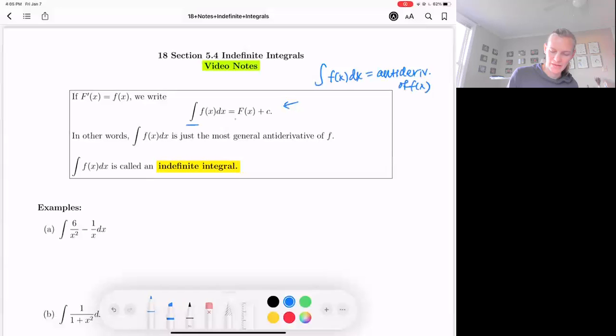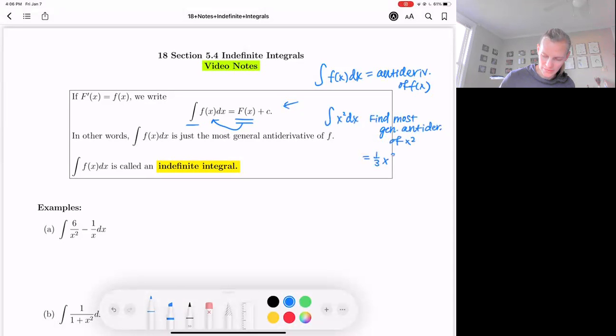The reason we see that is that the derivative of capital F is that thing, which means we're looking for the antiderivative. So if I write something like this, all that means is find the most general antiderivative of x squared. In that case, that would be 1/3 x cubed plus c. Note, since these are asking for the most general antiderivative, we're always going to have a plus c in our answer. These expressions are called indefinite integrals.